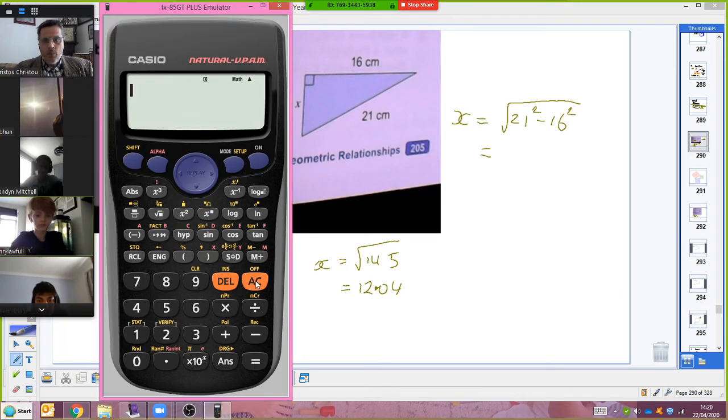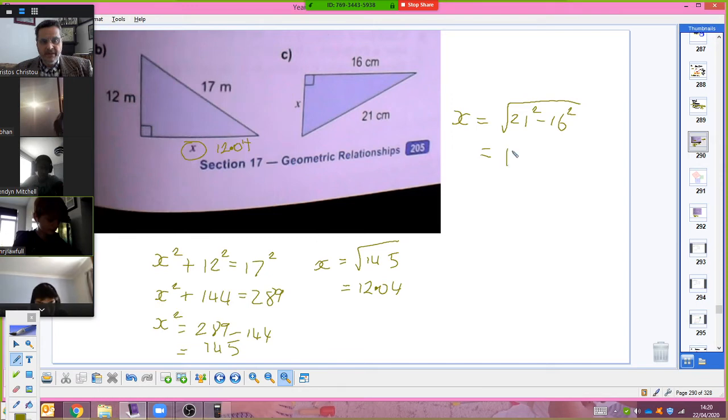Let's cancel. We're going to go the square root of, and Casios can handle it, 21 squared, take away 16 squared, and then we're just going to hit it. Bam. 13.6. Let's go for it. 13.6 is equal to 1 dp. 13.6, and it's going to be in centimeters.